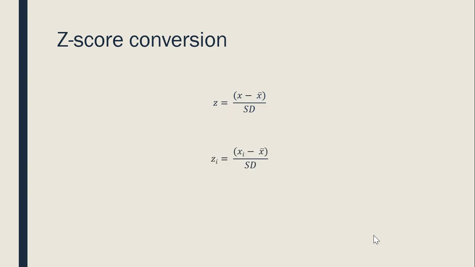We can convert any particular score on x to a z-score, and we often note the exact score using a subscript. Here we represent that as a lowercase i, and we can substitute any number from the data set, x1, x2, x3, to calculate the associated z-scores, z1, z2, z3.